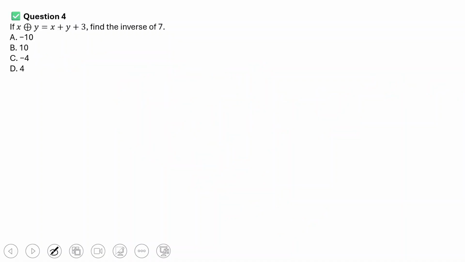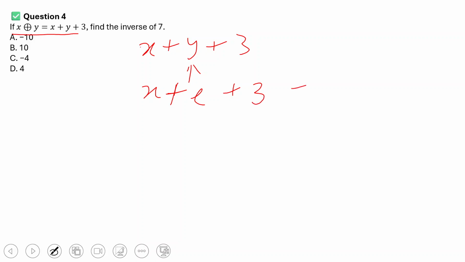Okay, we go to question 4. It says that if x star y is equal to x plus y plus 3, find the inverse of 7. Find the inverse of 7. So the first thing we'll do is to find the identity. So we will write this expression, x plus y plus 3. This is the expression, and we will introduce the identity in this variable. So x plus identity element plus 3 is equal to x.